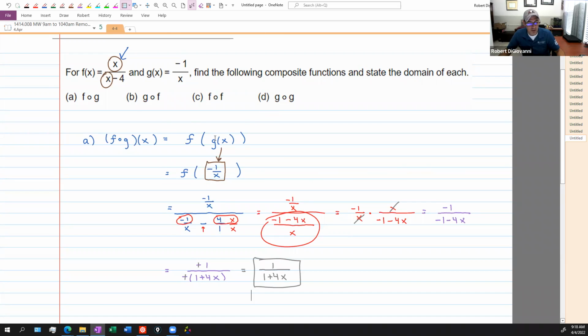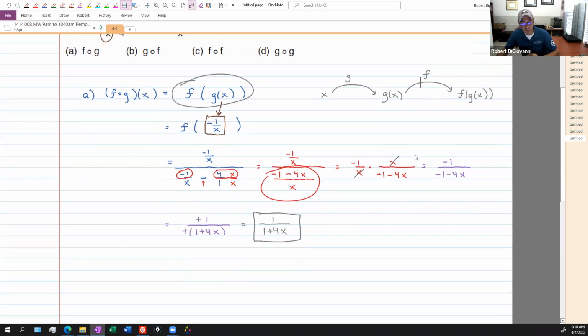The domain, what is the domain of this one? So think about what's happening here. x is going into g first, right? Comes out g of x, right? Goes into g first, then comes out over here as f of g of x. Right, so what I told you that you have to do here is you have to look at this final picture here, or the final result we got here. And you have to tell me what x can you not plug in.